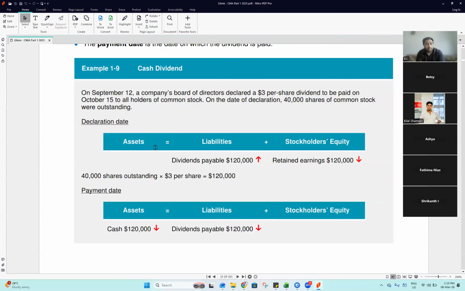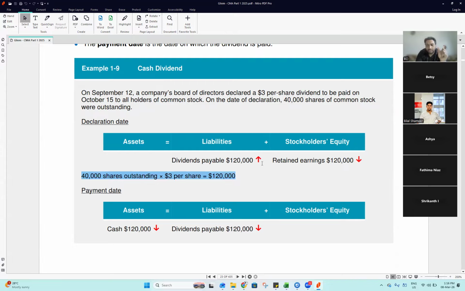On September 12th, the company's board of directors declared a $3 per share dividend to be paid on October 15th to all holders of common stock. On the date of declaration, 40,000 shares of common stock were outstanding. So 40,000 shares into $3, 120,000 is the dividend we are going to pay.